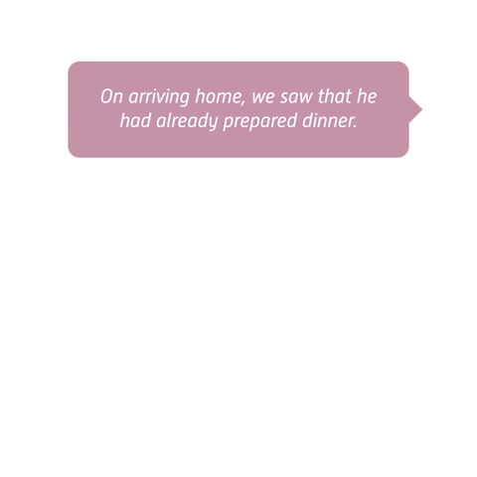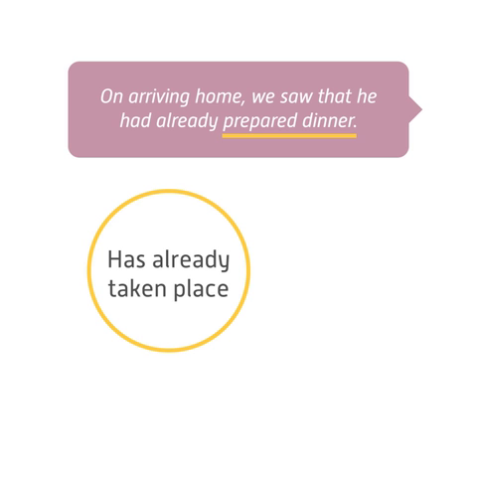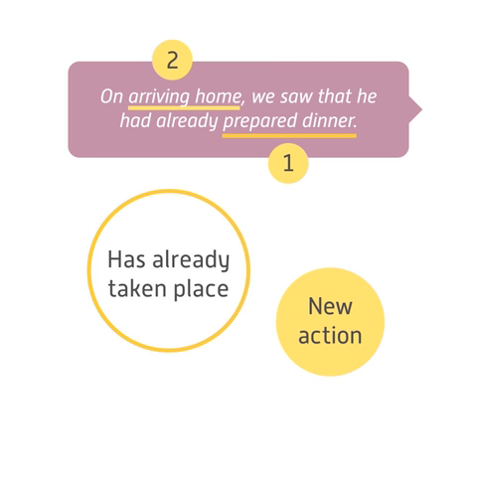We could say, On arriving home, we saw that he had already prepared dinner. Here, the auxiliary verb is used to describe an action that has already taken place, before a new action. In other words, he prepared the dinner first, and since then, the speaker has arrived home. Let's look at another example.